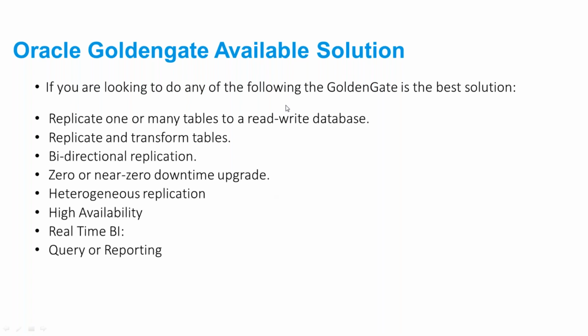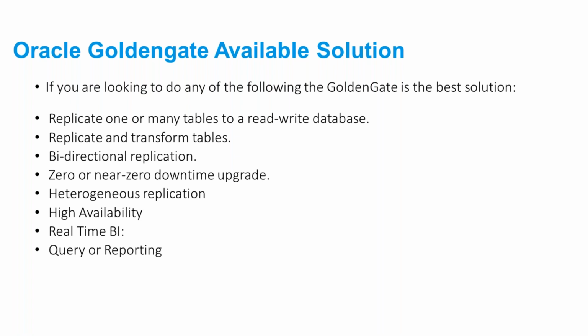You can replicate one or many tables to a read write database. So using Golden Gate, you can replicate one table or many tables. You can replicate and transform tables, of course. You can perform bidirectional replication as well. So bidirectional, we mean that data from one site will be replicated to other sites, and similarly from the other site it will replicate to site A. Then you can use Golden Gate for zero or near zero downtime upgradation and migration.